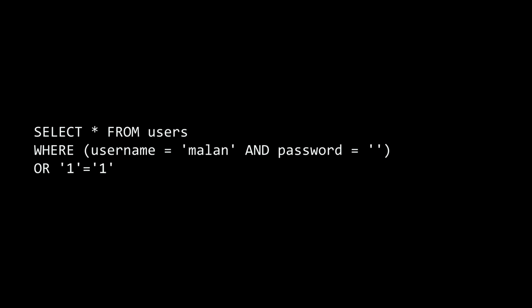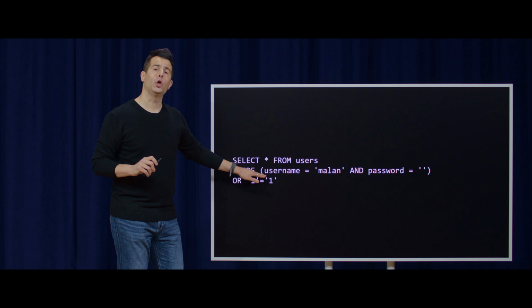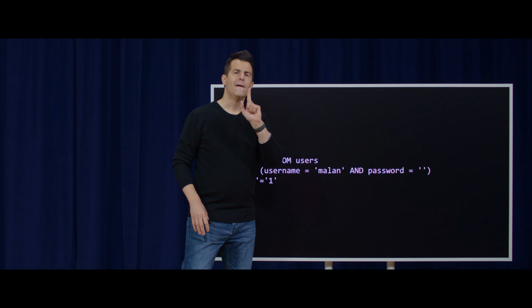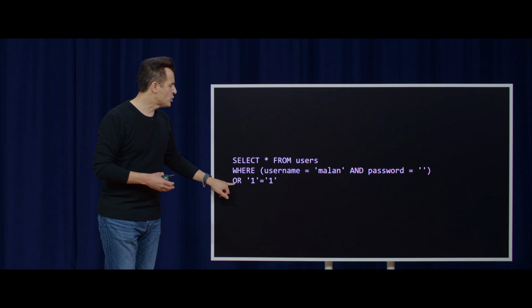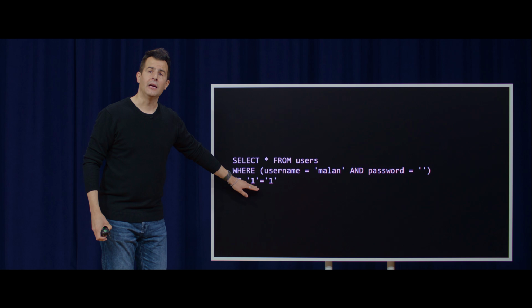Now, that is probably not my password. My password is definitely not nothing. It's not empty. But that doesn't matter now. Why? Because even if this first clause, where username equals Malan and password equals quote unquote, doesn't find anyone in the database with a username of Malan and a password of quote unquote, it doesn't matter because we've tricked the database command into including an OR, which is so simple that it's always true. OR 1 equals 1. Well, 1 always equals 1, which means that now, logically, this query is going to return everything we know about users from the database.